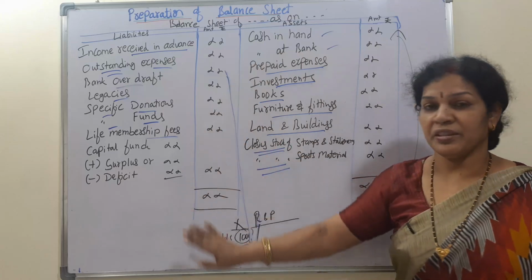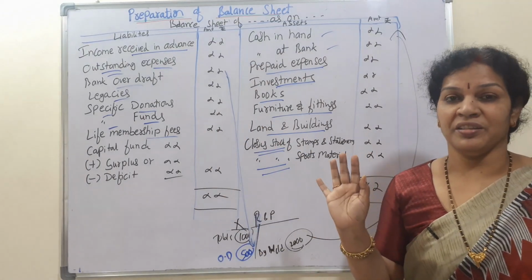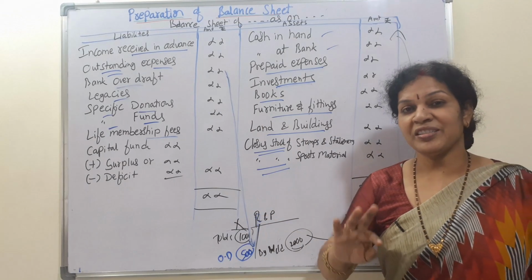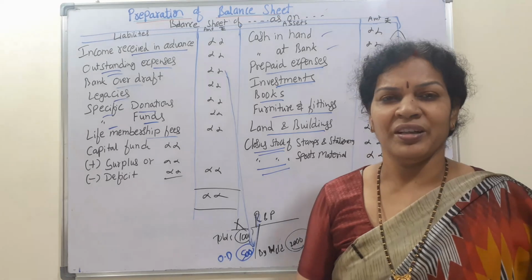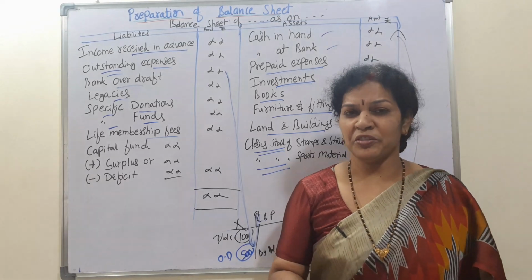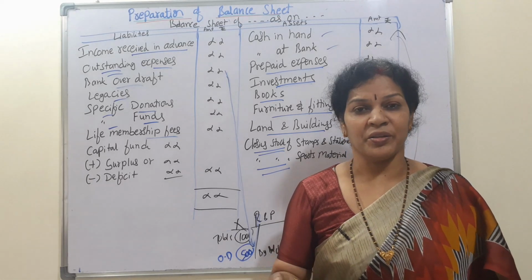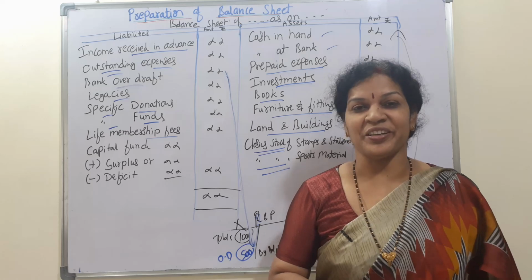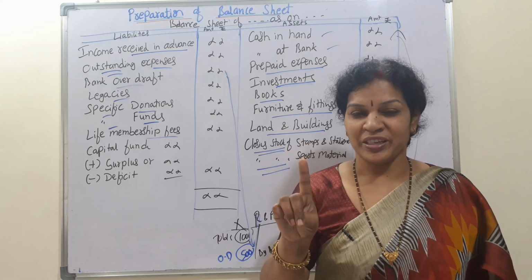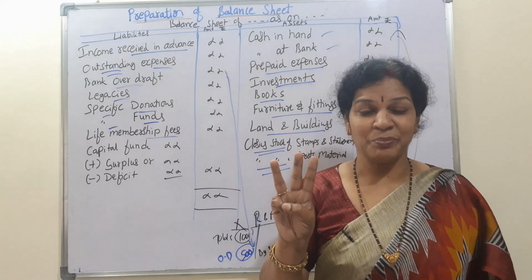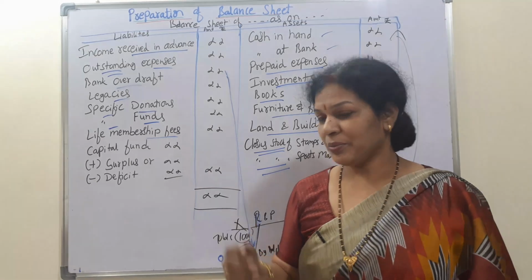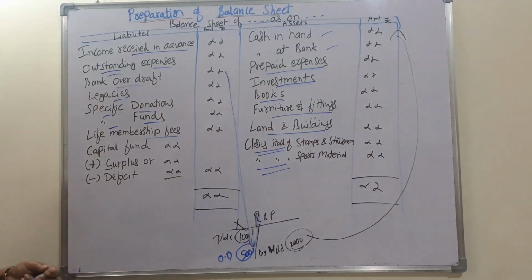At the end, the balance sheet must tally. If it is tallying, the problem is correct. If it is not tallying, something has gone wrong. Either you can check the income and expenditure account, or otherwise the balance sheet. Even the adjustments, you need to be very careful. Three places: income and expenditure, adjustments, balance sheet. Check these three, then you will come to know the mistake. If you want, you can write this down or take a screenshot.